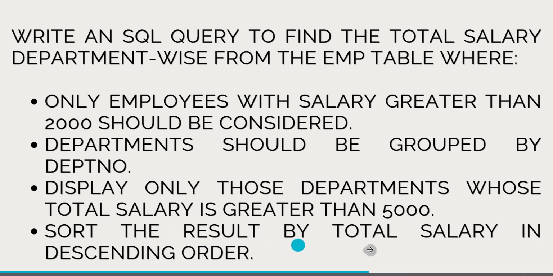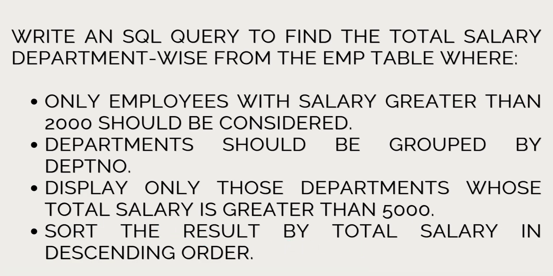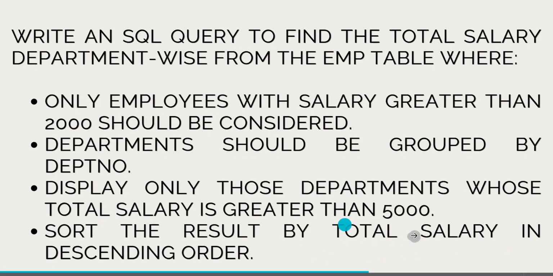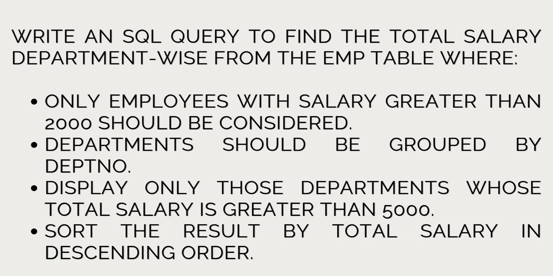Now we have to sort the result by the total salary in descending order. Descending order means decreasing order, right? First we have to display the highest salary, then the lowest salary. So that way we have to sort on the basis of total salary, right? Now let's write the query for these particular conditions.